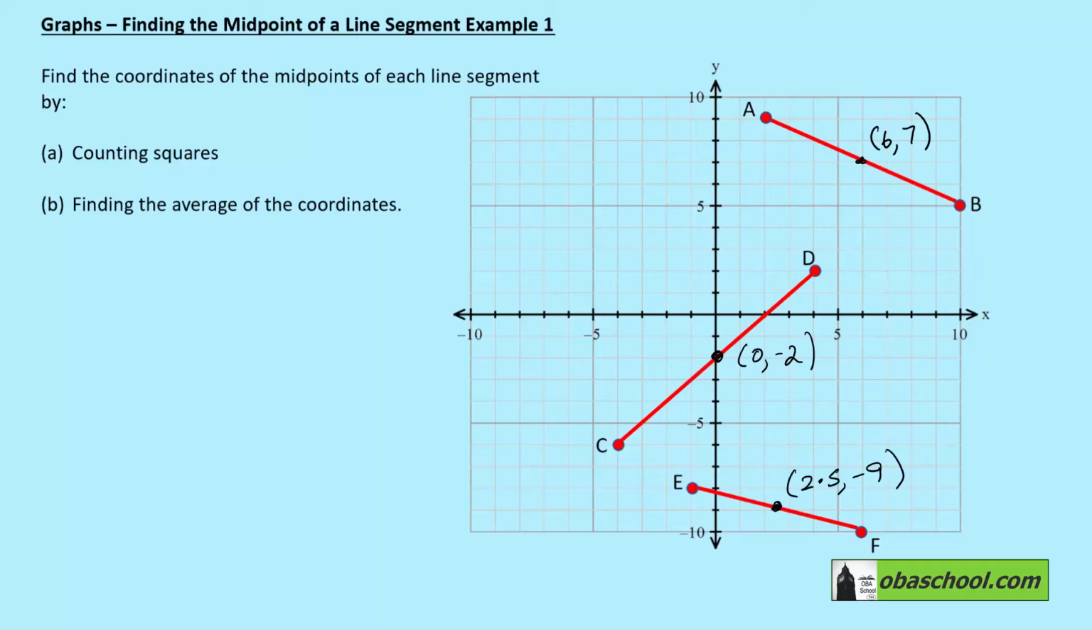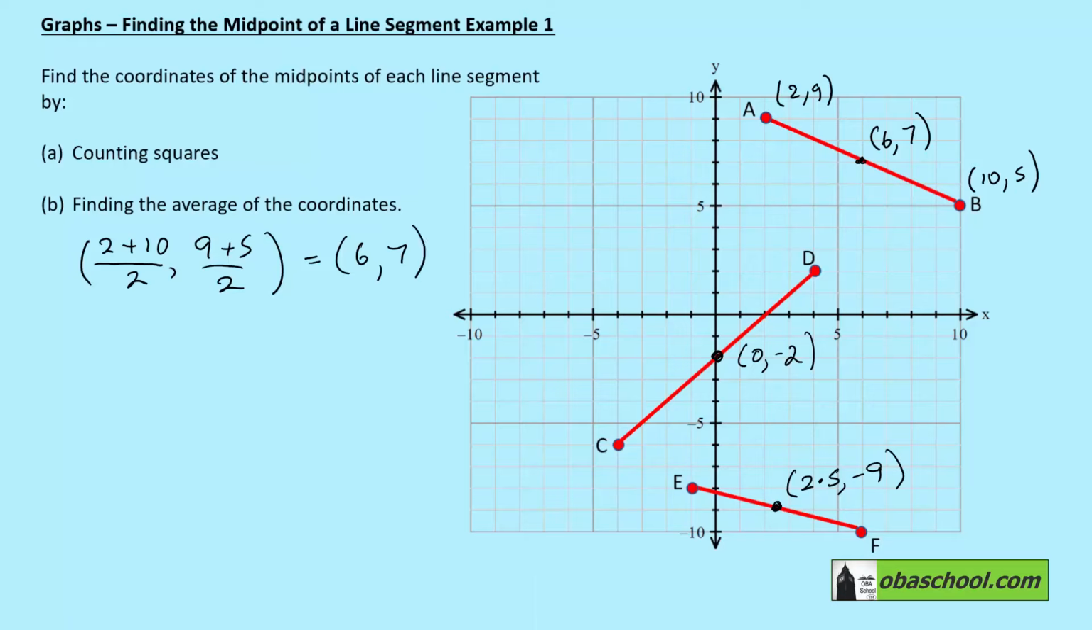So for A, we can see the coordinates there are 2, 9, and B over here is at 10, 5. So for the x coordinates, average them: 2 plus 10 divided by 2. For the y coordinates, it will be 9 plus 5 divided by 2. So that's 12 divided by 2, which is 6, and 14 divided by 2, which is 7.